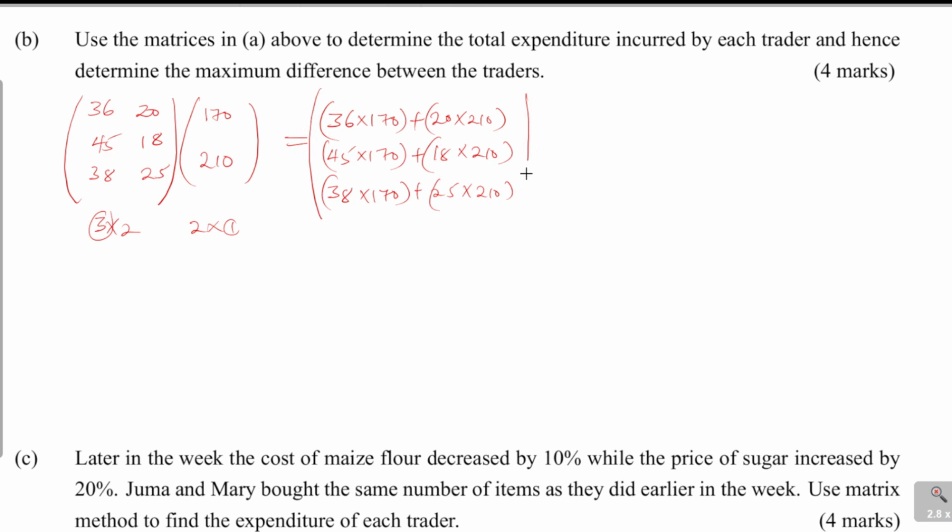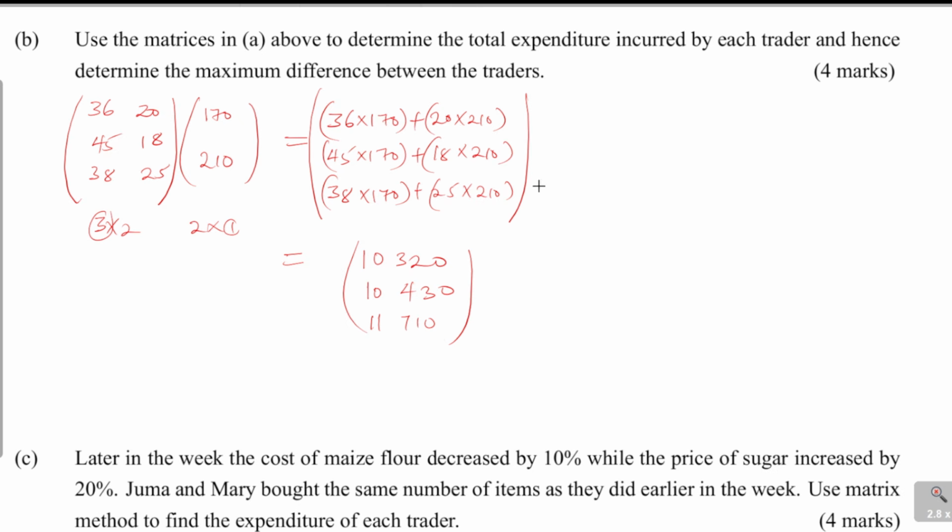So that is the matrix that we want, and the product is there. Now when you work out, you compute everything here using a calculator. For the first row, 36 times 170 plus 20 times 210 will give 10,320. Then the second, 45 times 170 plus 18 times 210, will give 10,430. Then the other one is 38 times 170 plus 25 times 210, will give 11,710. Like that.